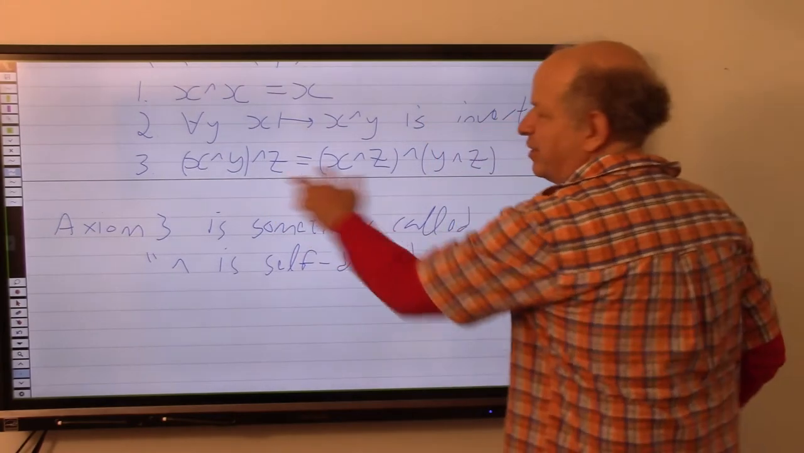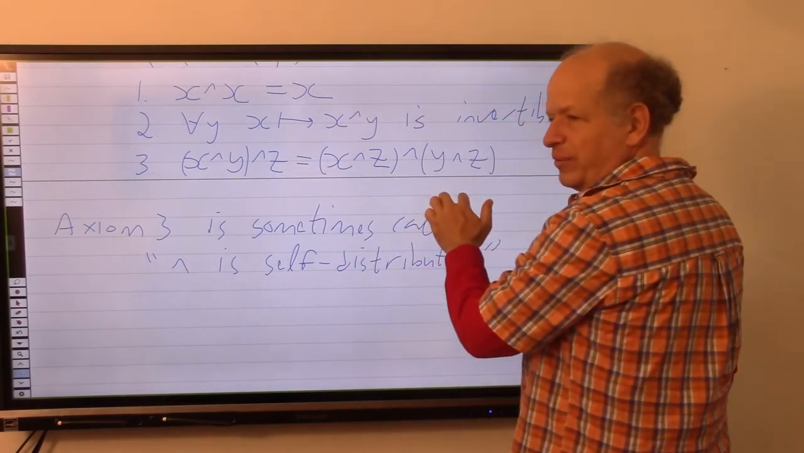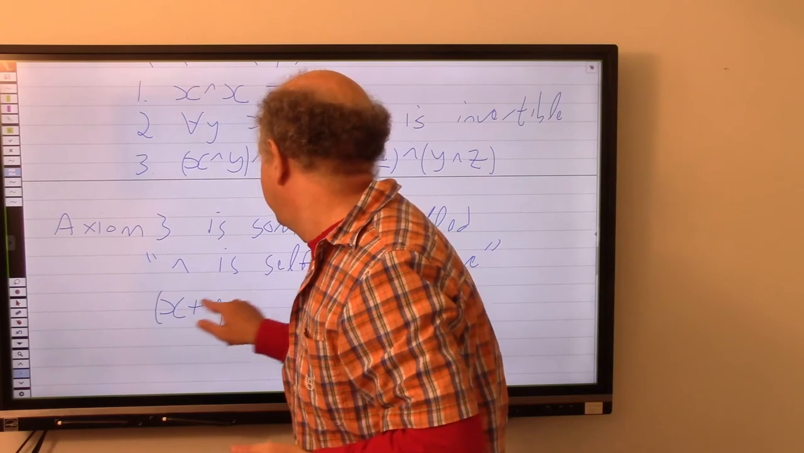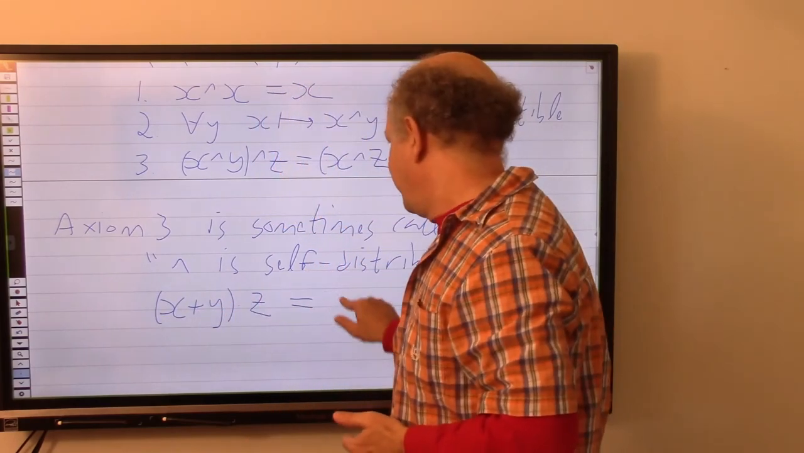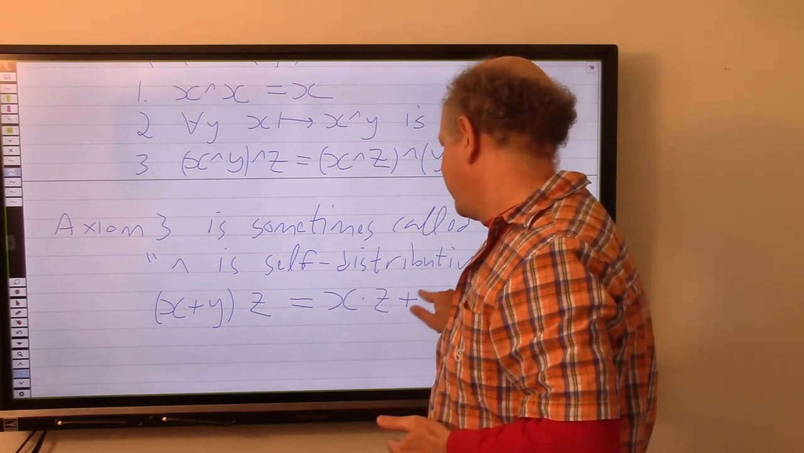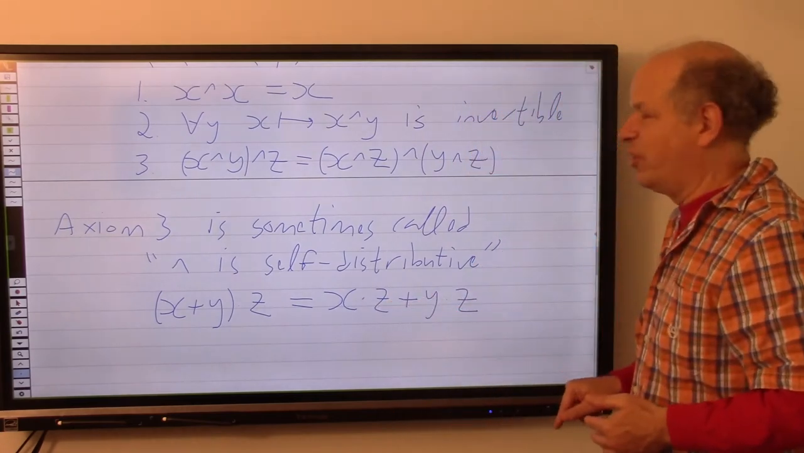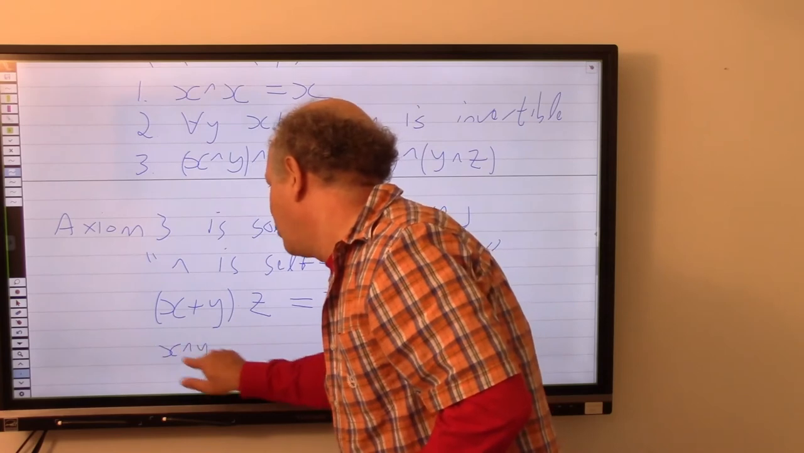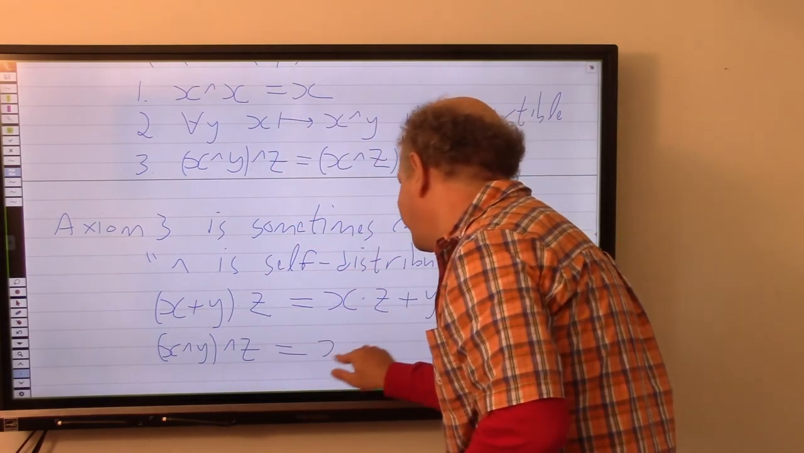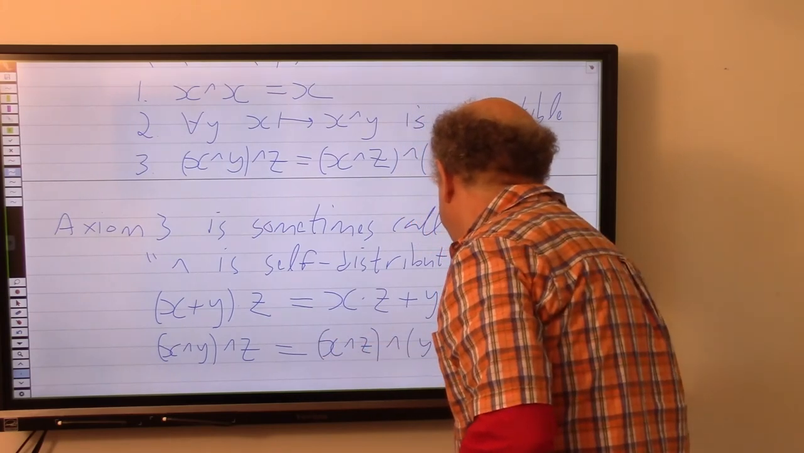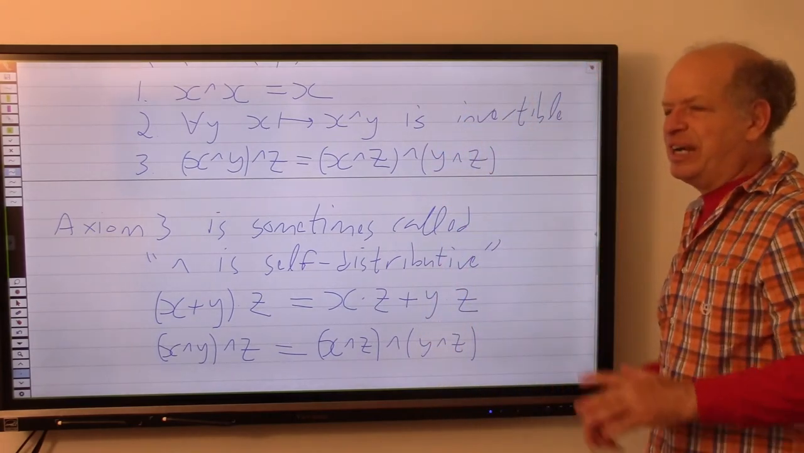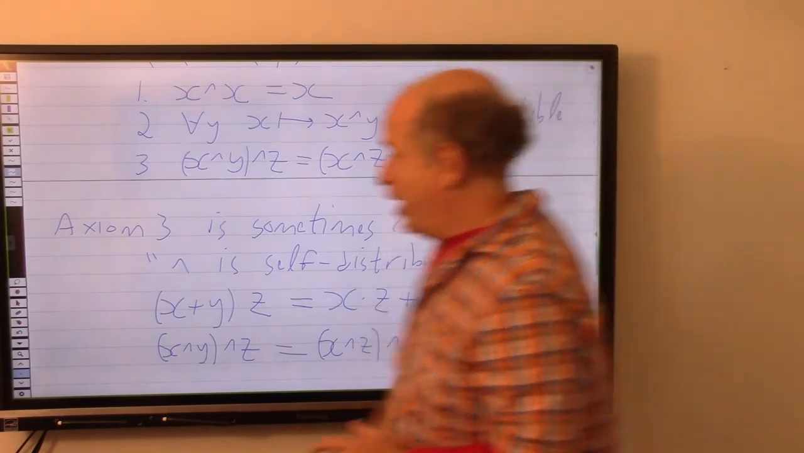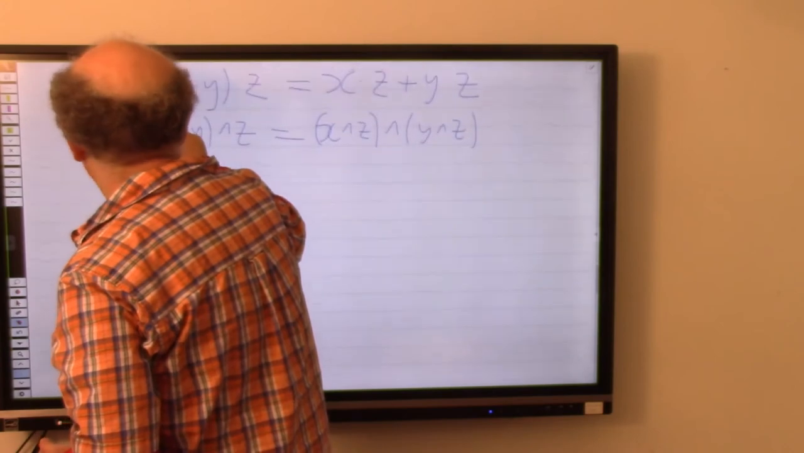You see, what is written here is exactly the distributive law. If you don't believe me, write it the following way: x plus y times z is equal to x times z plus y times z. I think you know the distributive law. But now replace all the operations by up. So it's x up y up z is equal to x up z up y up z, which is this axiom. So really it's the distributive law written if you had only one operation to play with. Okay? So that's one observation. The second observation is a bit weirder.